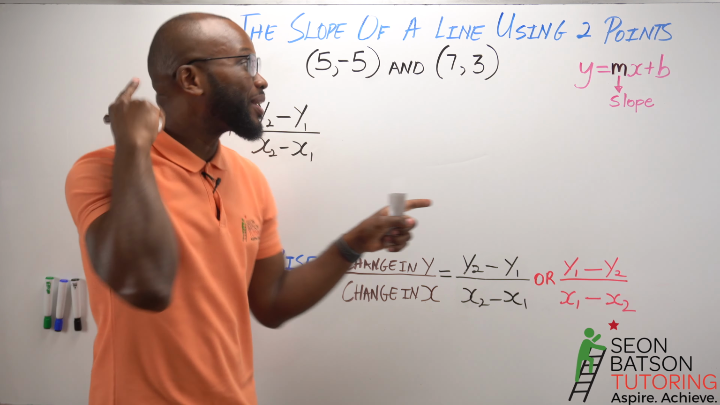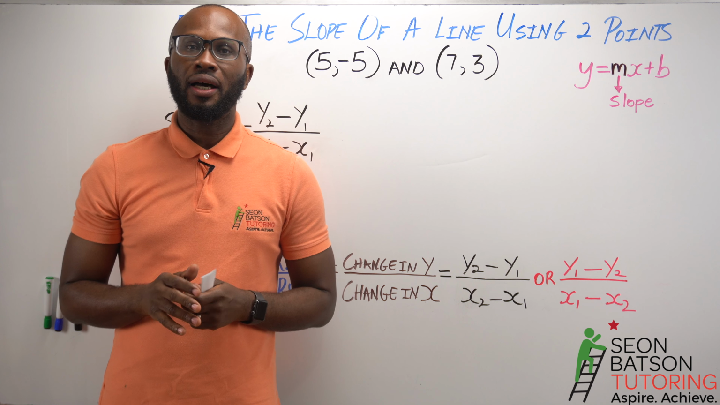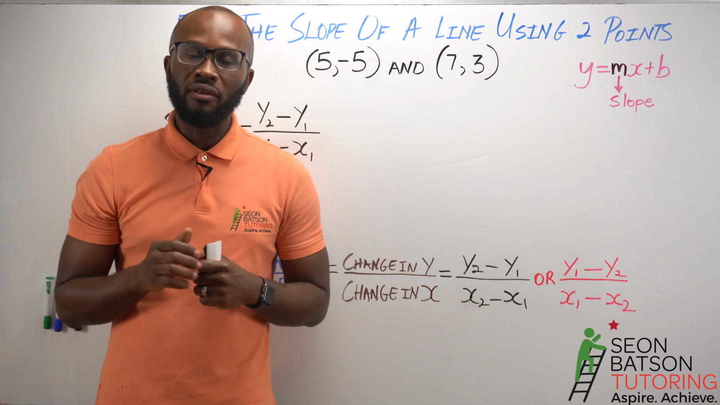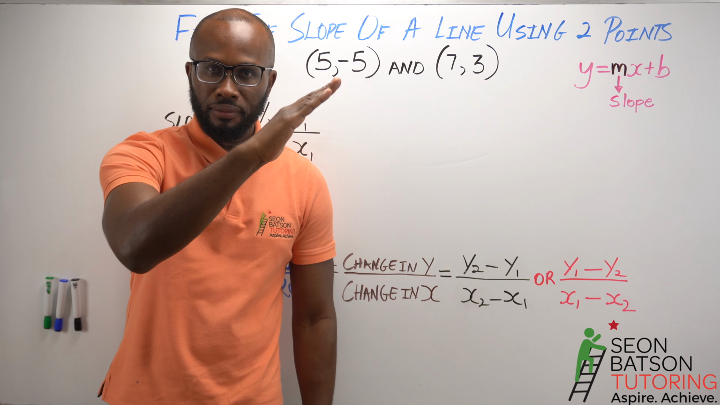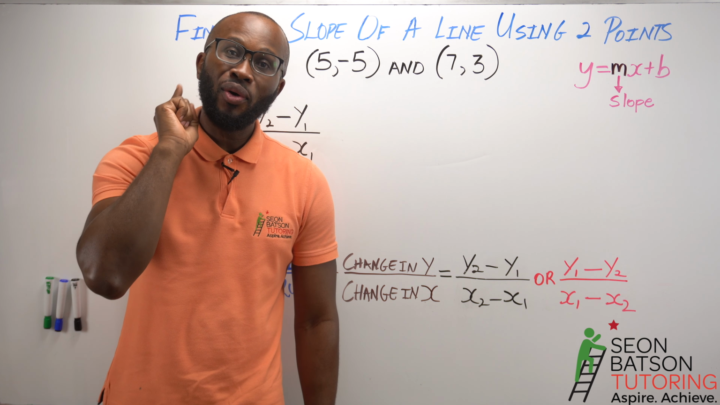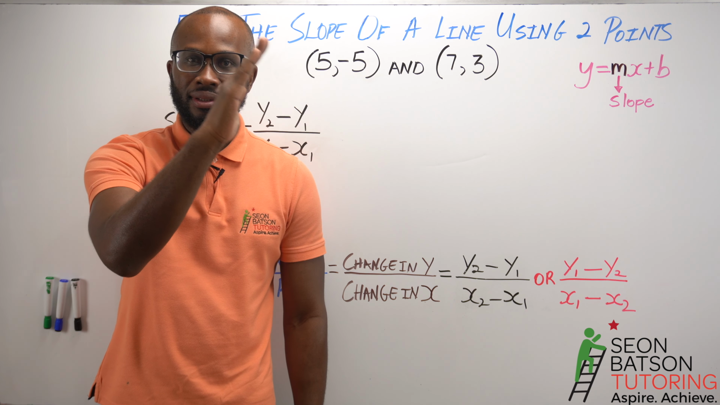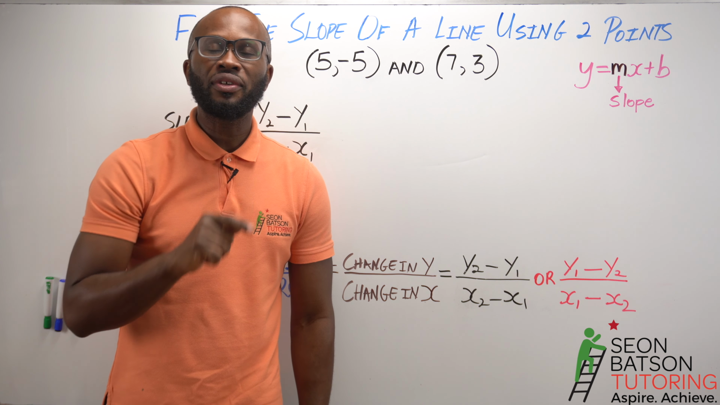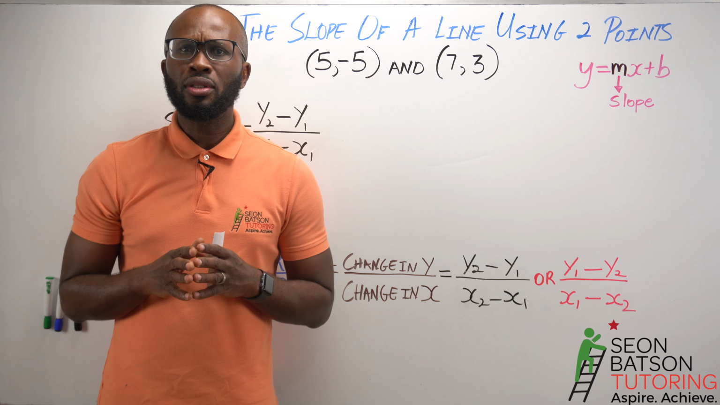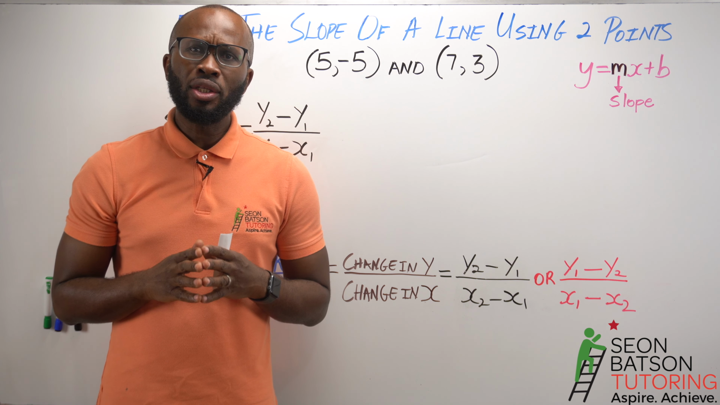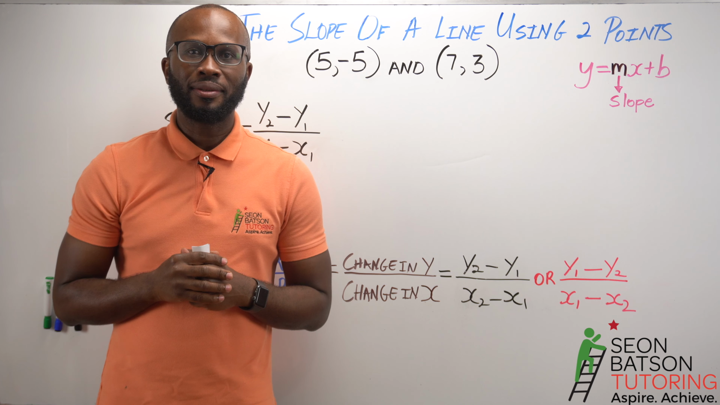So let's go. Now, the slope of a line is a numerical value that tells us how steep the line is. So if you ever want to determine how steep a line is, you will have to find the slope for that line. To find the slope of a line, you can use any 2 points that are on that line.